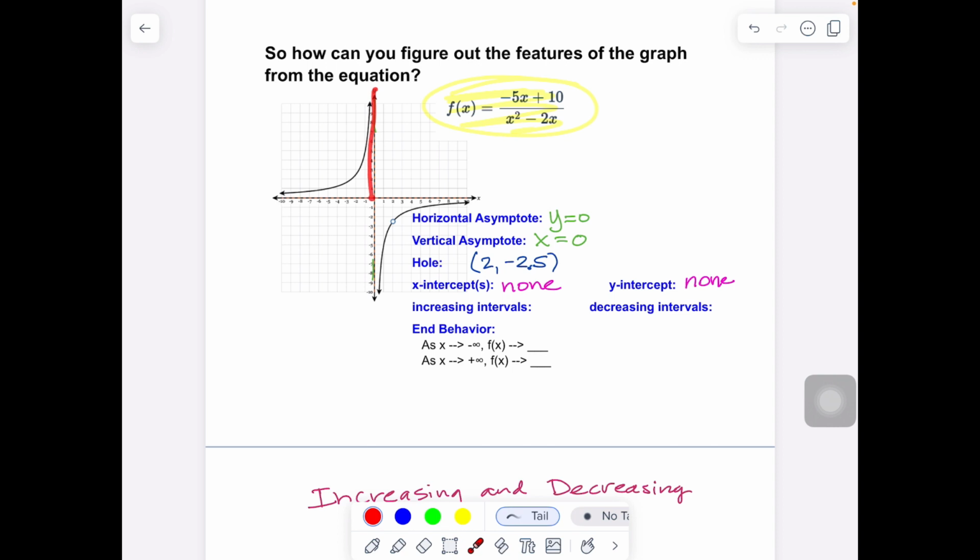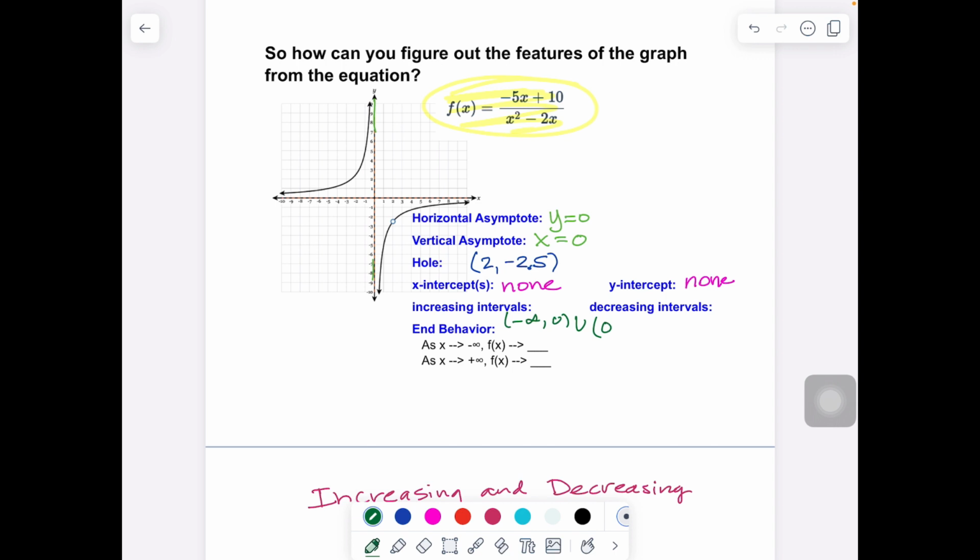However, there is a gap. Remember, we had an asymptote here. So there is a gap. So it is increasing, and there's going to be a couple of different intervals here. So we want to list all of them. It is increasing from negative infinity all the way to 0. And then it picks up again at 0.